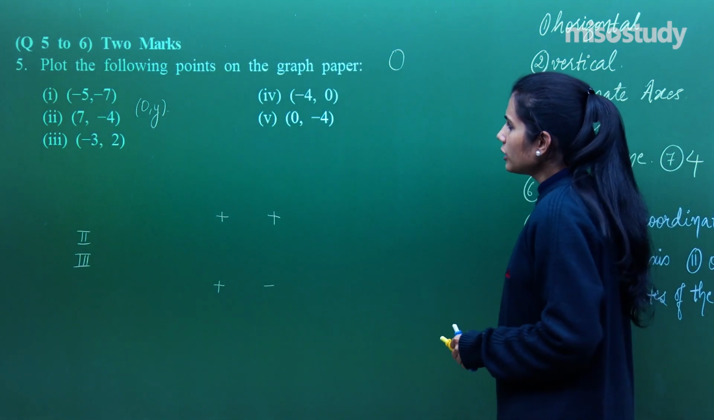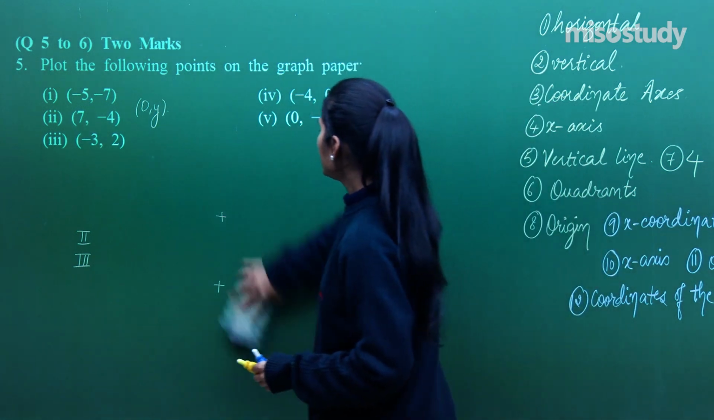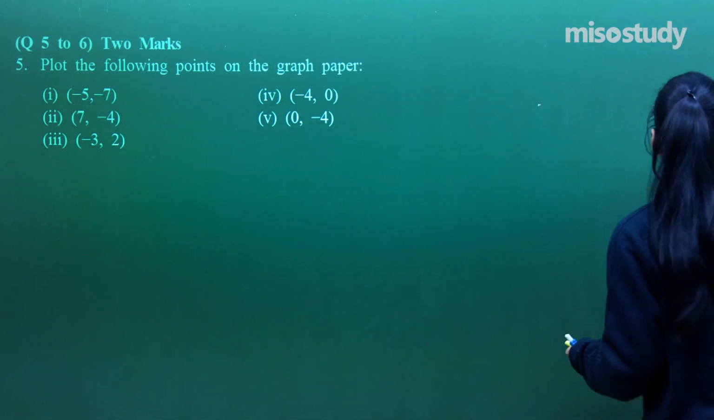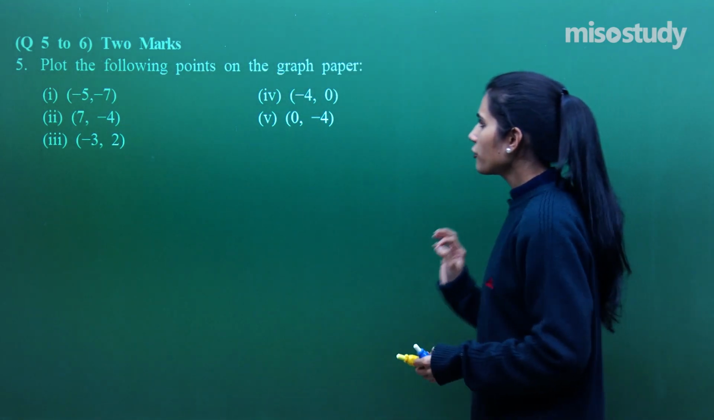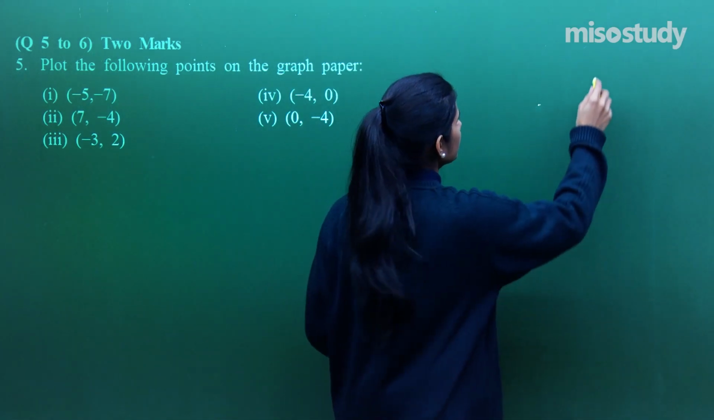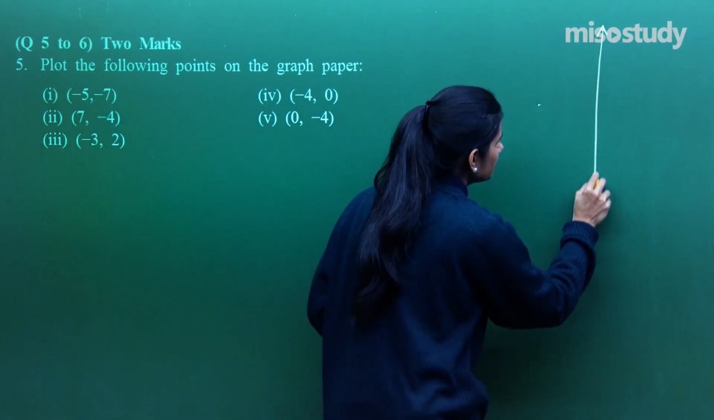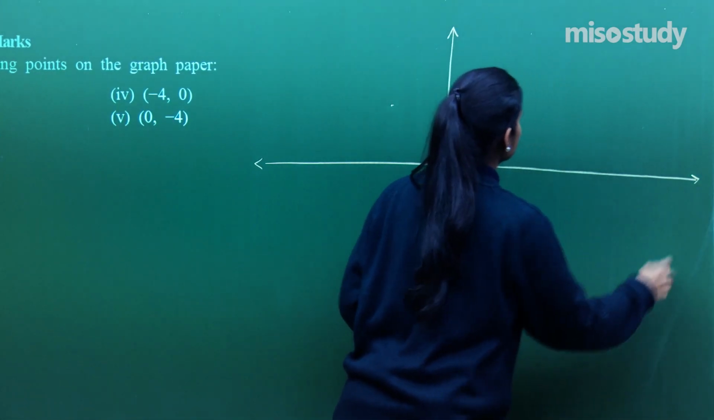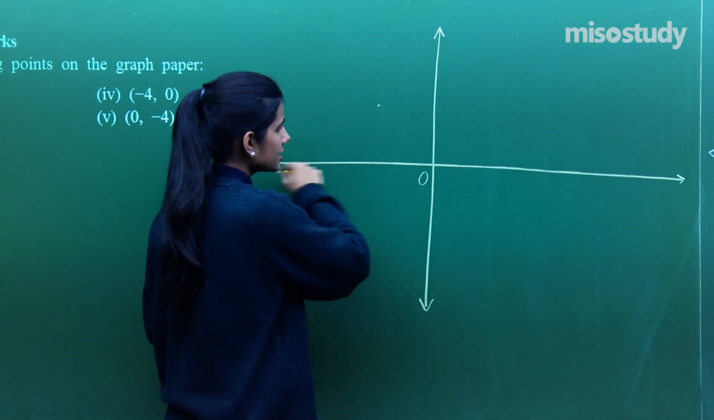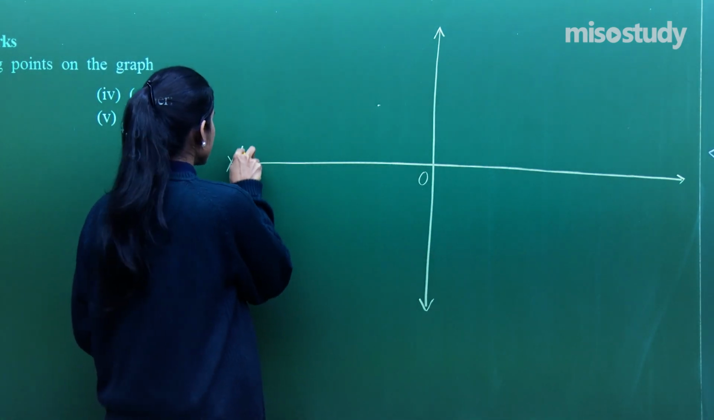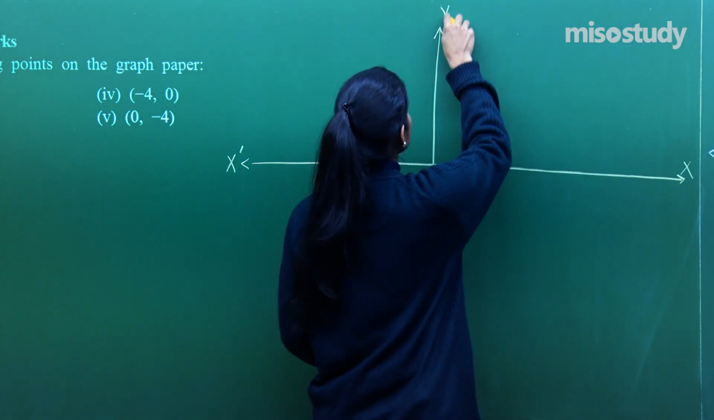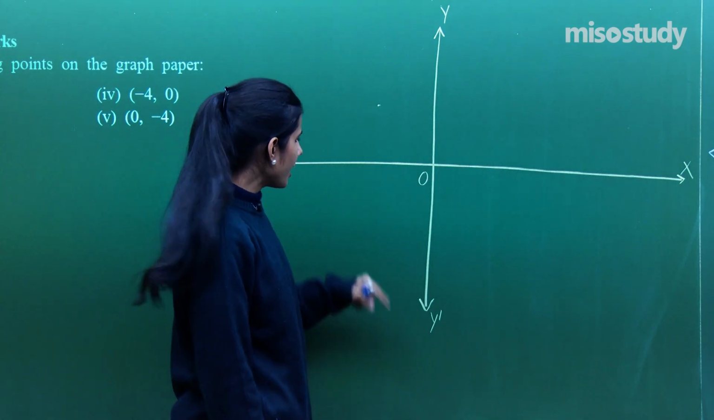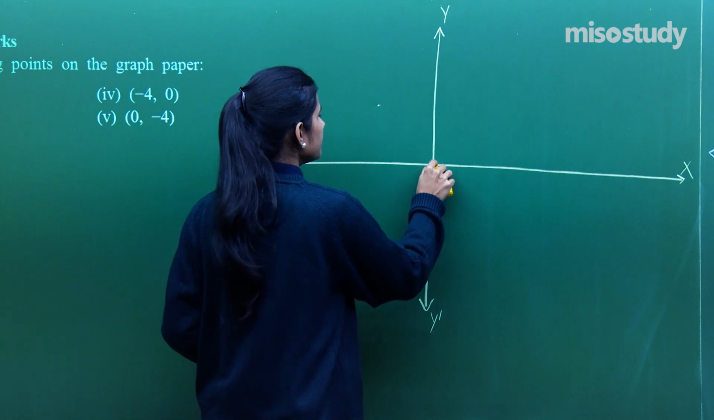Next is, plot the following points on the graph paper. Now of course in your question paper, you would be provided the graph paper. Right now we have to understand the concept of plotting points, right? Let's just draw the Cartesian plane. So that's the Cartesian plane. This is the origin, this is the y-axis, horizontal line is the x-axis. This is x dash, this is x, this is y, and this is y dash. So x o x dash is the x-axis, y o y dash is the y-axis, this is the origin.